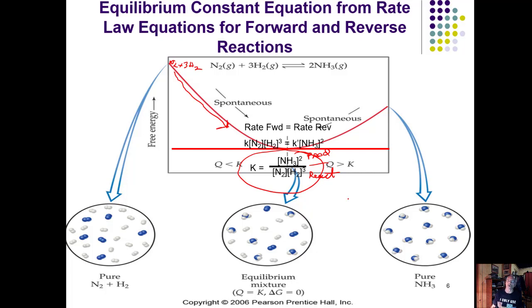Okay? We could also reach the equilibrium by starting over here with NH3. We got two of them. Run the reaction in the reverse direction, and we can reach the same equilibrium constant expression under the same conditions. All right, that's the nature of equilibrium.